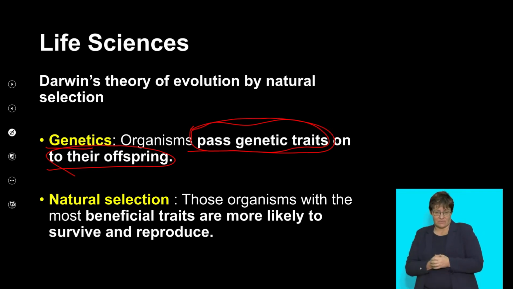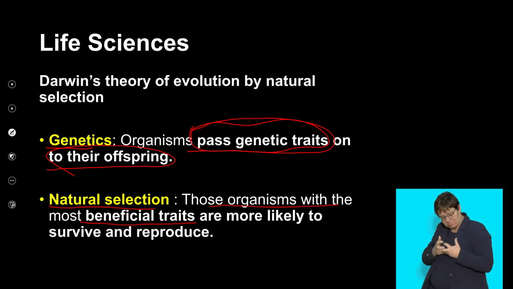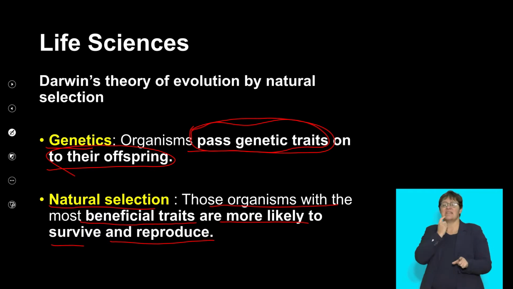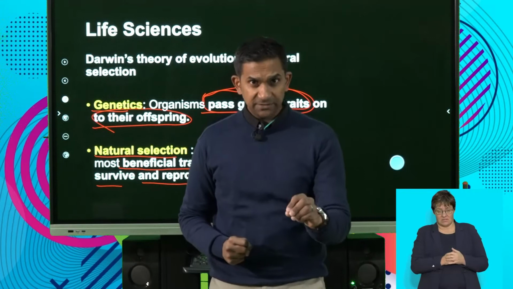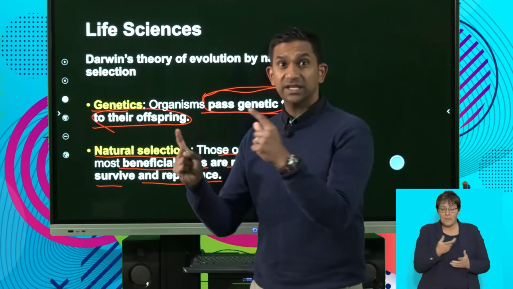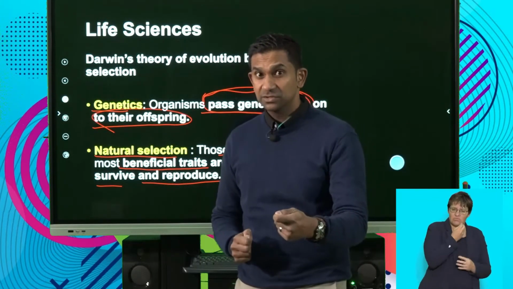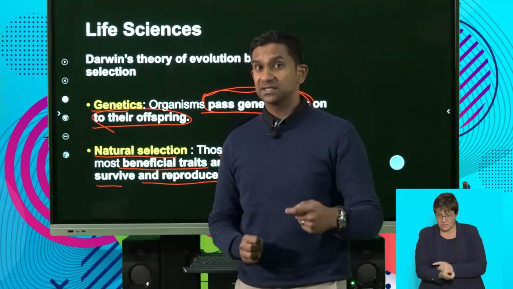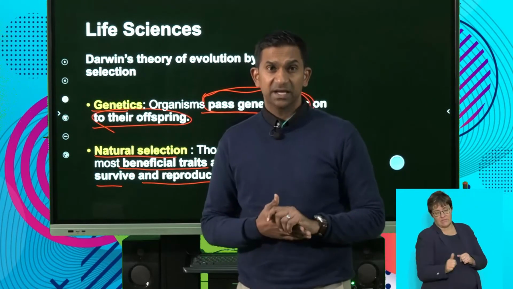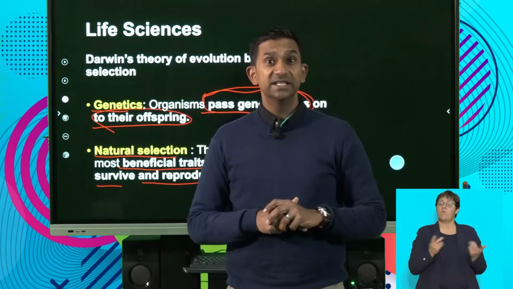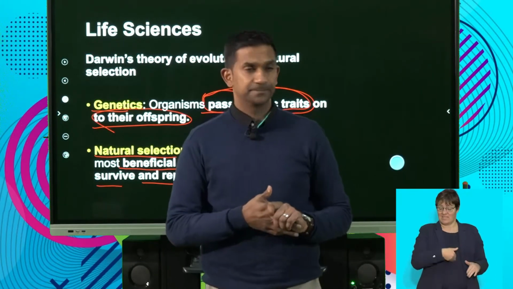And we say that natural selection means that those organisms with the most beneficial traits, or the best suited, are more likely to survive and reproduce. And so that is essentially what underpins natural selection. Those individuals that are better suited to the environment survive, access resources, reproduce, and pass down those favorable traits. And in inverted commas, we often say survival of the fittest.